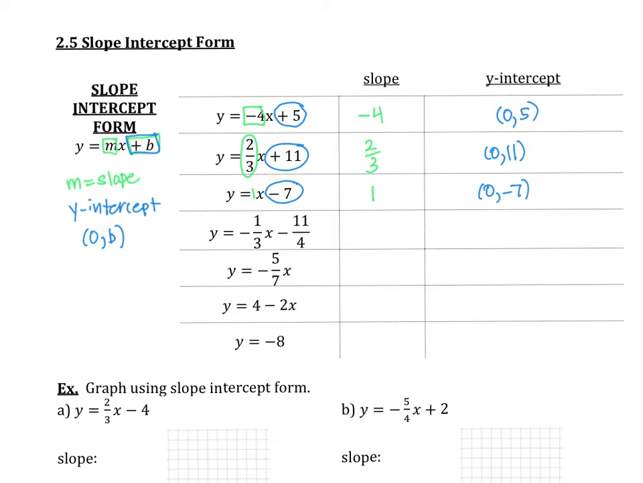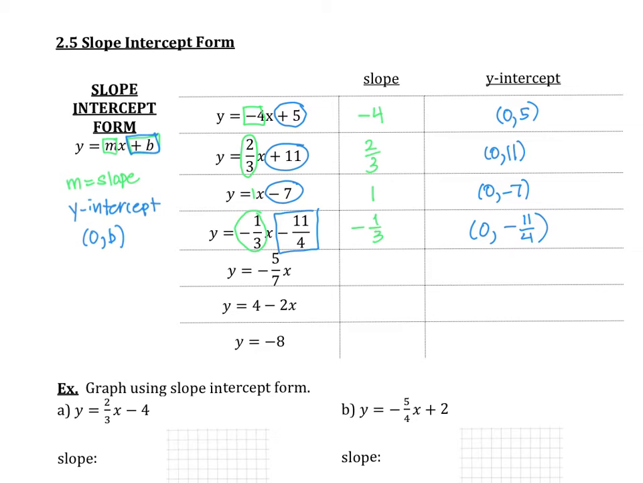The next equation, y equals -1/3 x minus 11/4. Whatever's with the x, in this case -1/3, is the slope. The y-intercept is the number that's not touching the x, so this -11/4. So 0, comma, -11/4. Y-intercepts can be fractions too. We might not want to graph them, but it's okay that they are fractions.